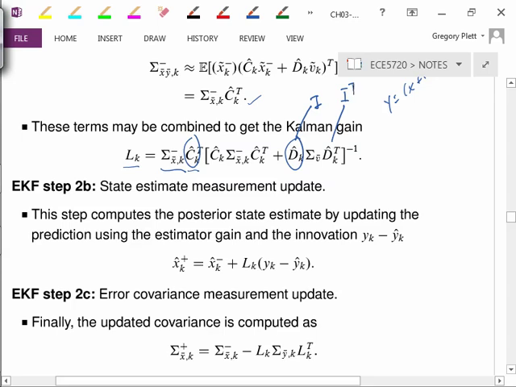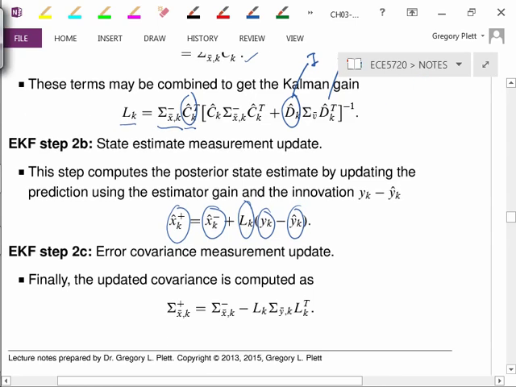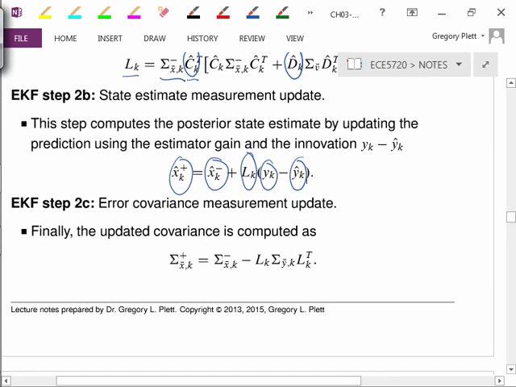Step 2b says take the prediction, take the measurement, take the predicted measurement, take the Kalman gain, combine them in this way. That gives you an estimate. This step is the same for every kind of Kalman filter. No changes whatsoever. And then lastly, we look at the error covariance measurement update. And once again, this is the same for every kind of Kalman filter with no changes there whatsoever.